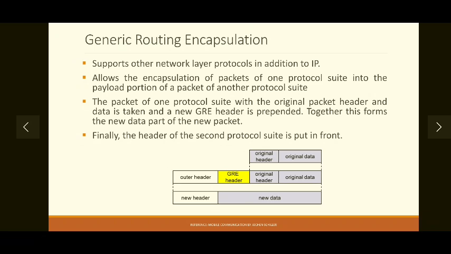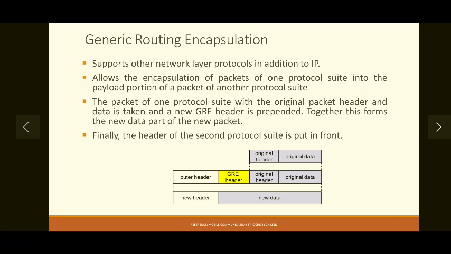The first two types, that is IP in IP and minimal, always use at least one network layer protocol, which is IP. So IP in IP uses IP in both places, that is the outer packet contains IP, and the inner packet also contains IP. Minimal encapsulation uses at least the outer or the inner as IP, but GRE supports other network layer protocols in addition to IP.